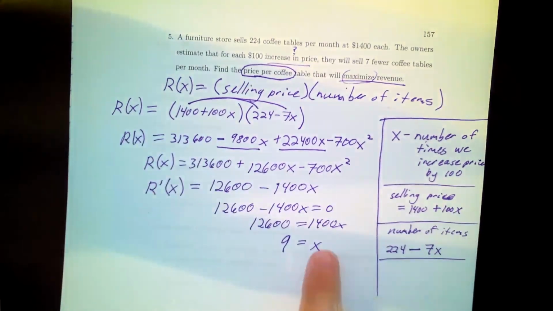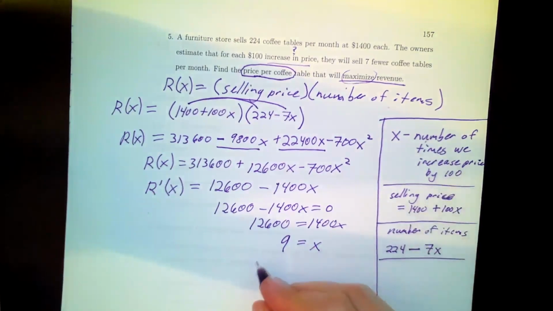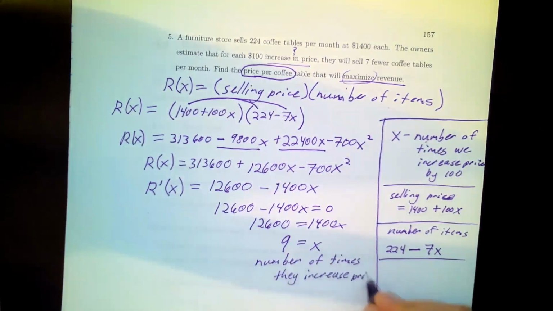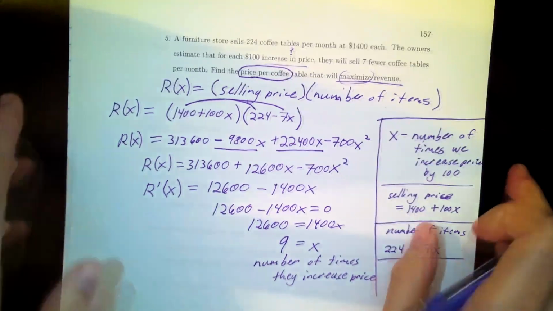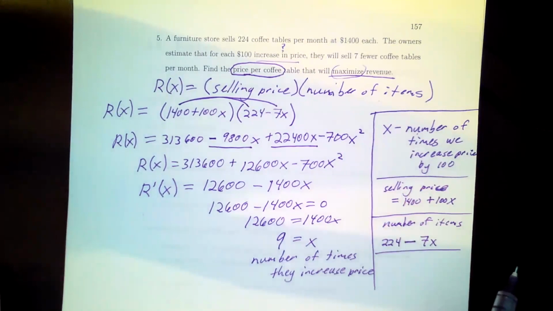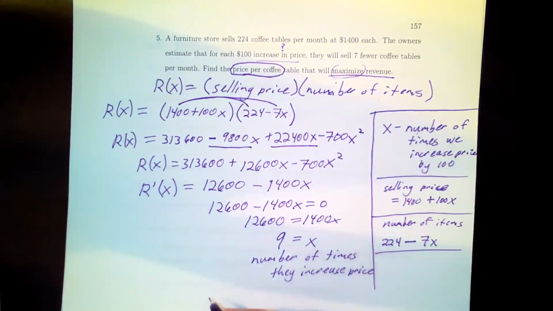Now this isn't the price or the number of items. Remember, x represents the number of times they've increased the price. So they increase the price by $100 nine times, and that will maximize revenue. That's the sweet spot between the maximum they can sell it for and without losing too many customers. So they increased the price 9 times, each by $100.